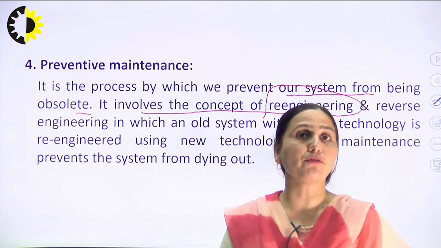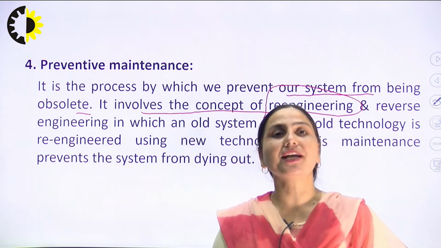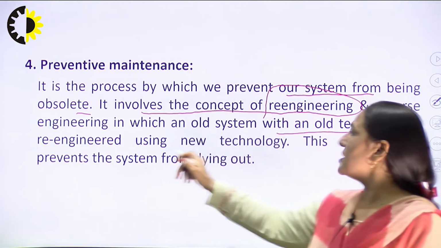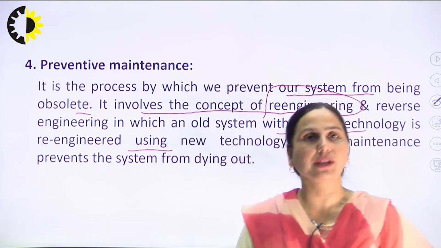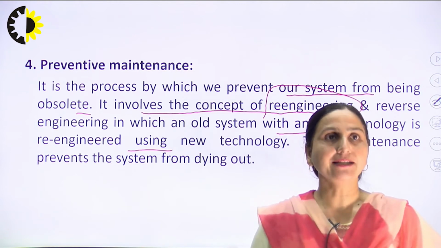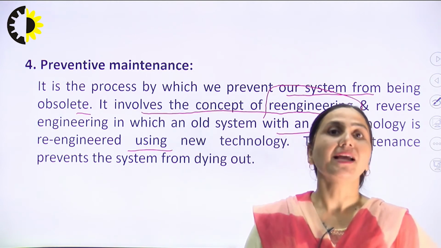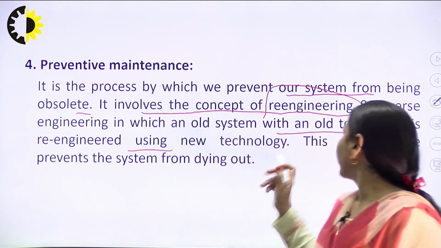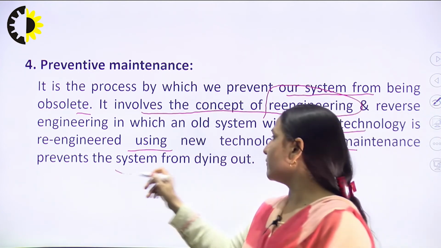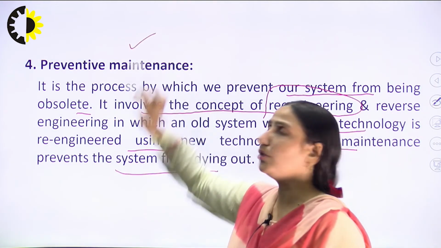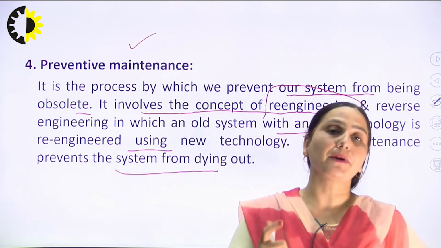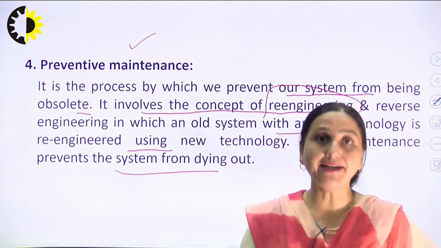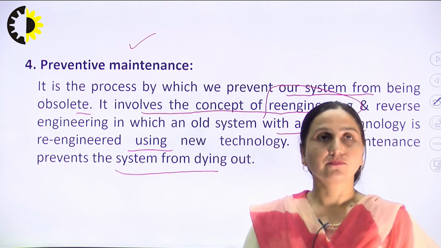It is the concept of re-engineering and reverse engineering, in which the old systems with the old technology are re-engineered using the new technology, right? The old system or the legacy type of system is re-engineered using the new type of technology. Then again, this maintenance prevents the system from dying out. So, it is one of the important types of maintenance which prevents your system from dying out. So, how you will be able to prevent your system, that we can come to know.